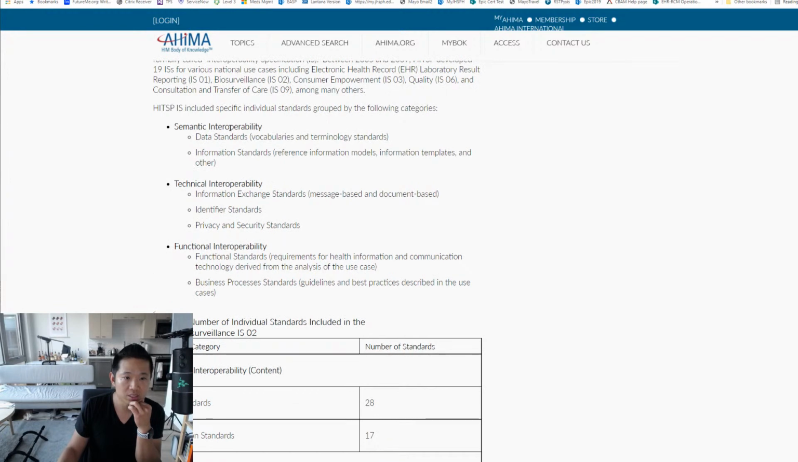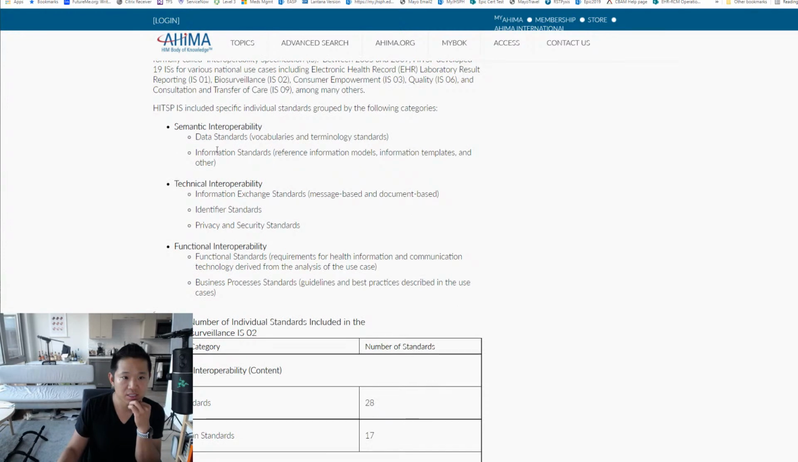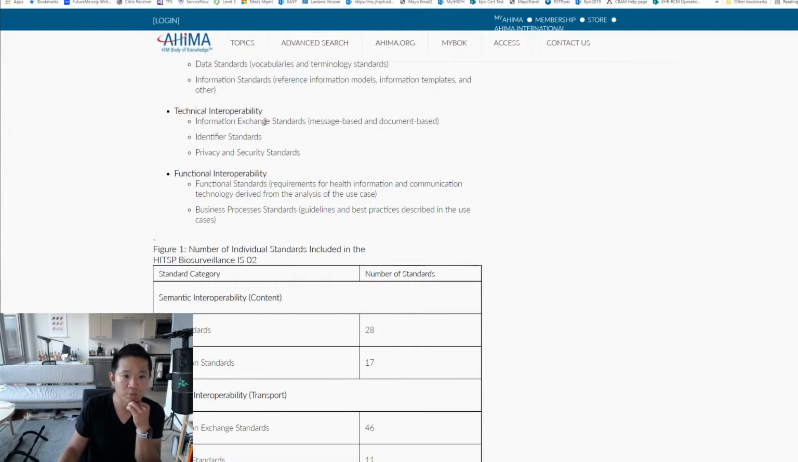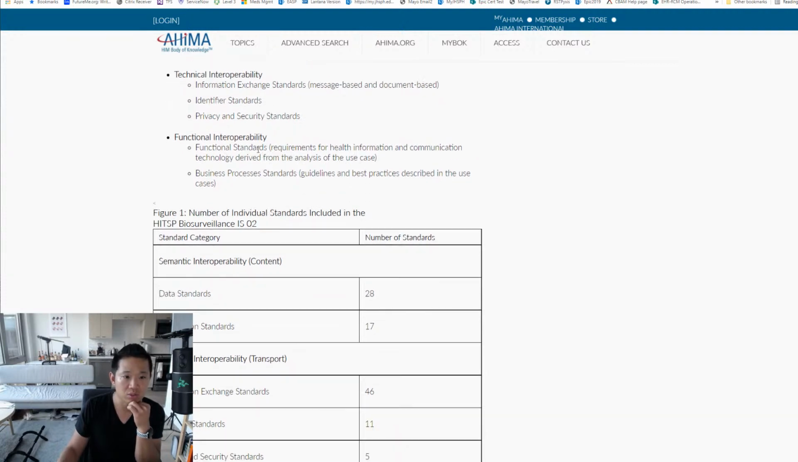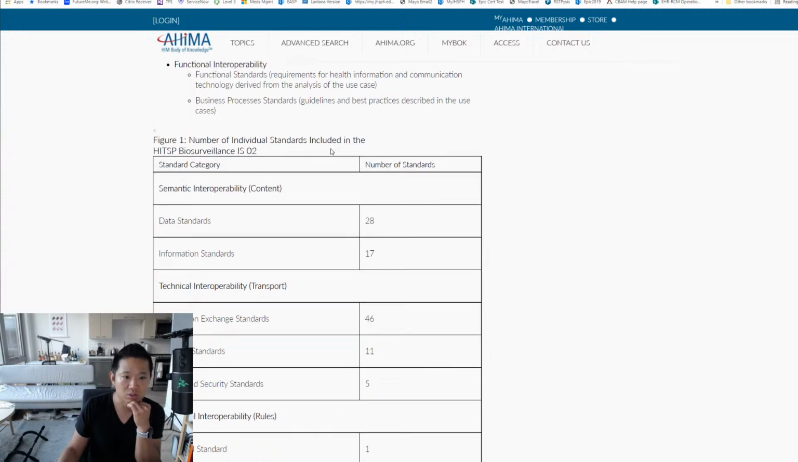So there's 3 different categories of interoperability. Semantic interoperability, which includes data standards like vocabularies and terminologies, information standards like reference information models, information templates, and others. Technical interoperability, which is information exchange standards, message-based and document-based, individual identifier standards, privacy and security standards. Functional interoperability. Functional standards required for the health information and communication technology derived from the analysis of the use case, and business process standards, guidelines and best practice described in the use cases.